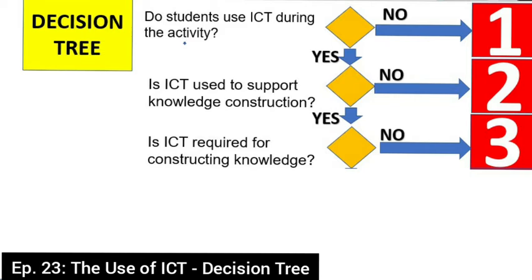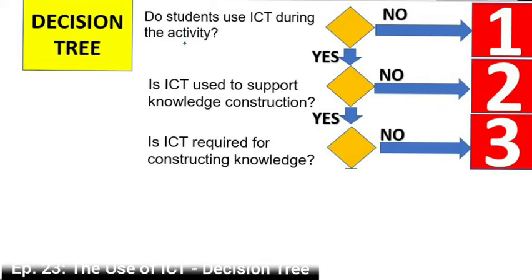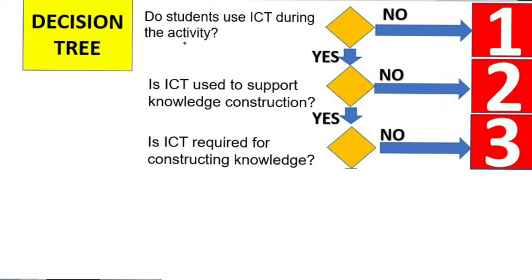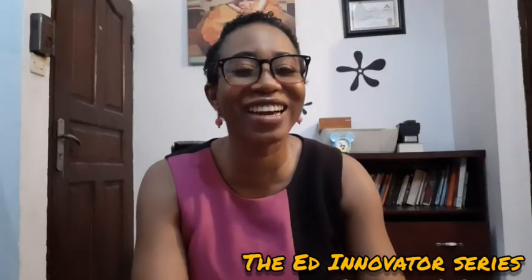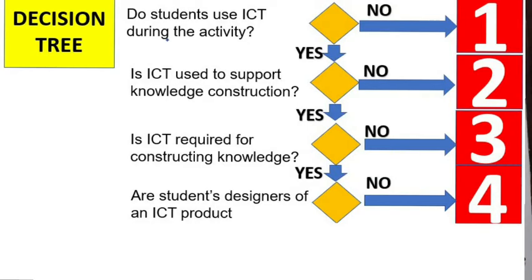But if the answer is yes, the ICT is being used to support knowledge construction, we then go ahead to ask the next question: is ICT required for knowledge construction? If the answer is no, it is coded a 3, because yes, the activity requires the use of ICT, yes, it supports knowledge construction, but no, it is not required for constructing knowledge. Okay? We go ahead to check our activity again.